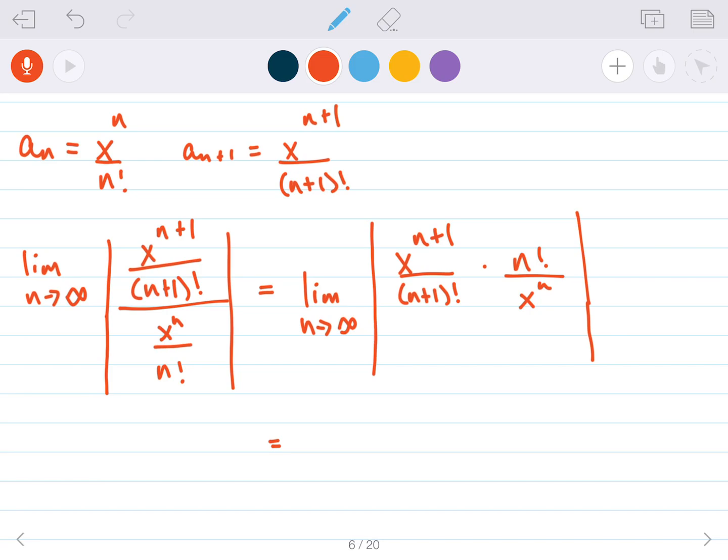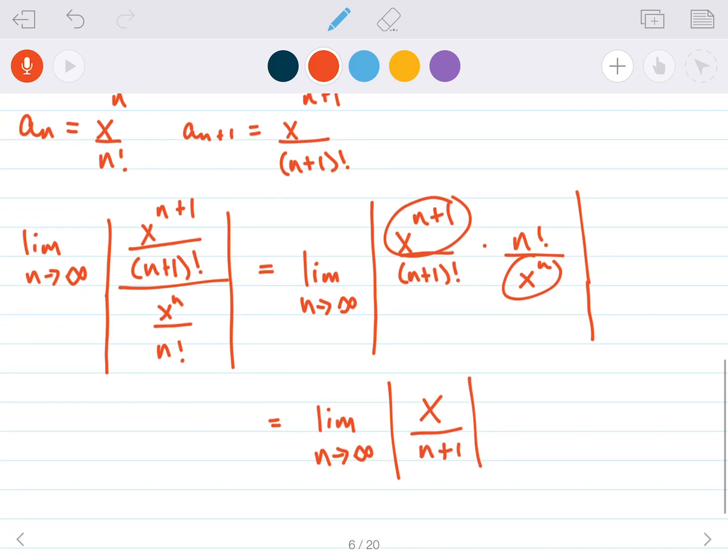So here's what we do. x to the n plus 1 divided by x to the n, well, we can subtract the exponents. N plus 1 minus n is just going to give me x to the first. So we have the limit as n goes to infinity of x, and then n factorial over n plus 1 factorial. We've done lots of examples like this. This is just going to be x over n plus 1. All right, so that's what that is simplified.